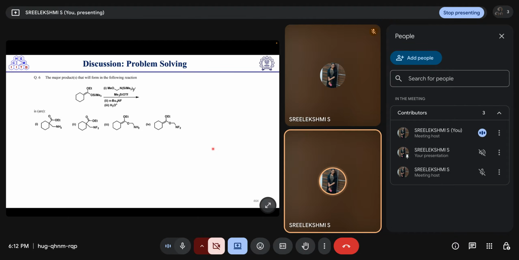Moving to the next question, the major product that will form in the following reaction. So this particular enol ether, upon treatment with this compound in the presence of trimethylsilyl triflate and then tetrabutylammonium fluoride and hydrolysis, which will be the major product?